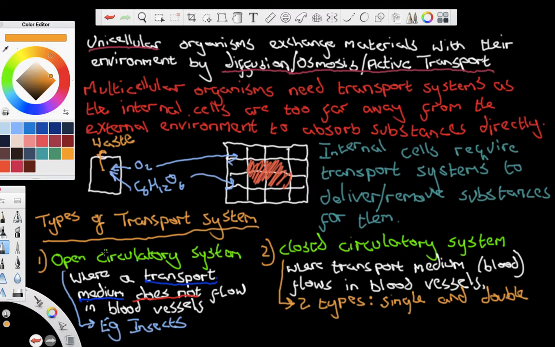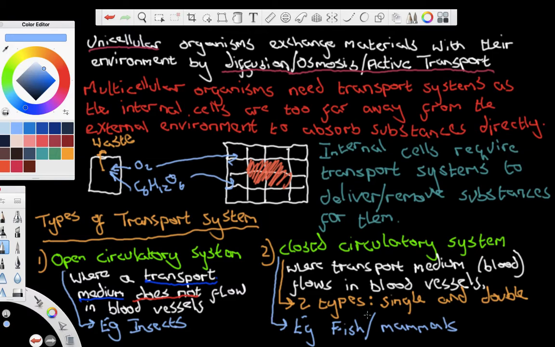Examples of closed circulatory systems would include fish and mammals. And mammals is what we're going to focus on today because we're a mammal and we need to talk about the structure of the blood vessels.